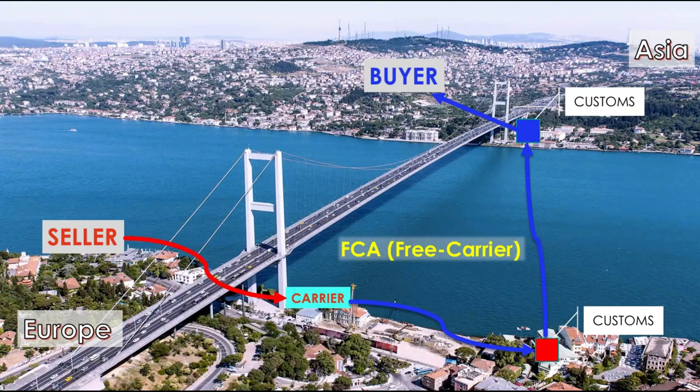The next term is FCA, free carrier. In this term, first the seller does the packing, loading, and the local transport up to the buyer's carrier's place, ready to be unloaded. Then the buyer's carrier unloads the goods from the seller's vehicle. Then the buyer's carrier does the local transport up to the customs in the country of origin.